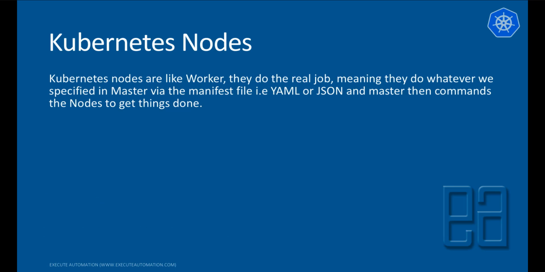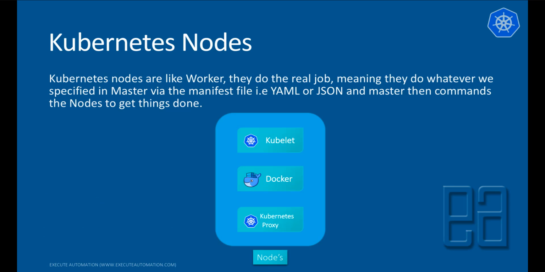Kubernetes nodes. Kubernetes nodes are like workers. They do the real job, meaning they do whatever we specified in the master via the manifest file, that is the YAML file or the JSON file, and the master then commands the node to get things done. And once again, the YAML and JSON files are something that we will be discussing in the upcoming videos of this course. Don't worry about it yet because we have not even touched the surface of what this whole Kubernetes cluster is all about. But just keep in mind that Kubernetes nodes are like the workers. They do the real job. Whatever we specify in the manifest file, the YAML or the JSON file, the nodes will be doing that.